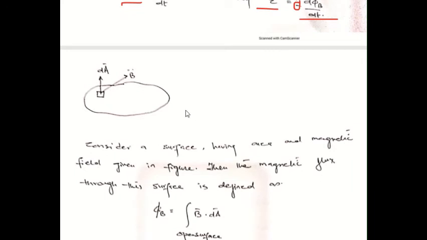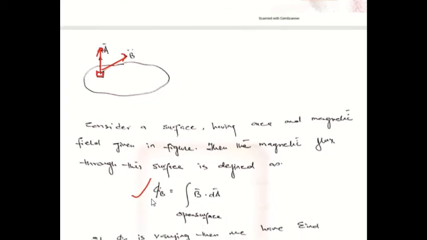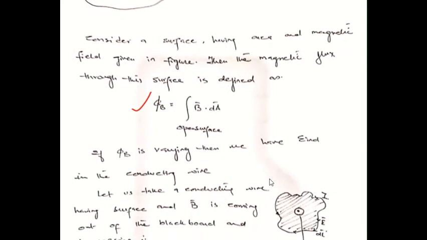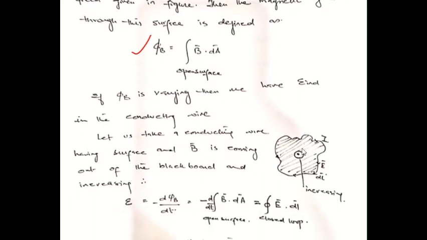Now suppose we have this surface, this closed loop over here, and the area shown over here is pointing in the upper direction, and the magnetic field is in this direction. The magnetic flux through this area is defined mathematically as phi B equals integral over the open surface of B dot dA. If phi B is varying, then we have induced EMF in the conducting wire.